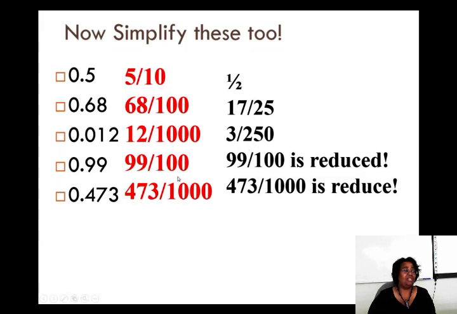I can't reduce 99/100, and I cannot reduce 473/1000 because there's no number that goes into both of them evenly other than 1. And 1 is not going to be significant because you'll get the same number. Okay? So sometimes you can reduce it and sometimes you can't. You just have to do that little test.